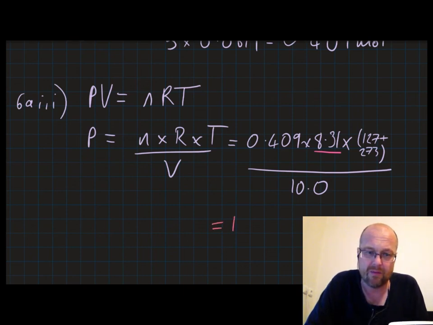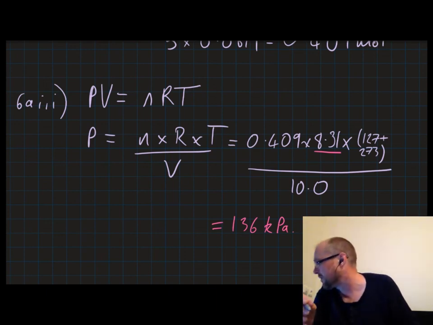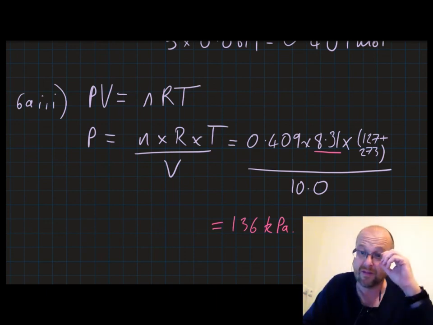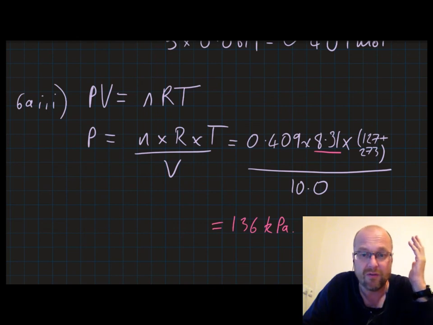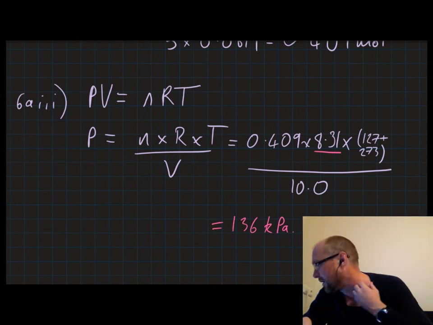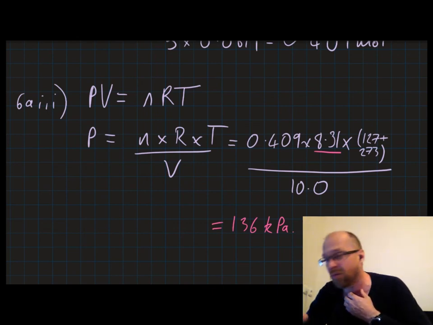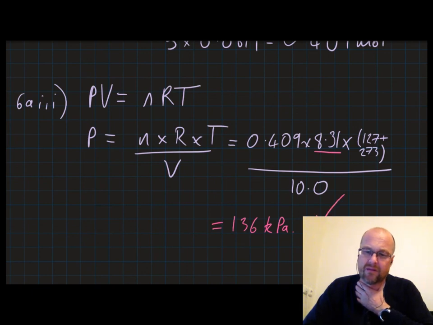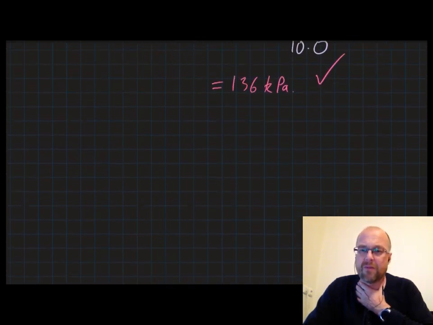So I get 136 kilopascals. Gosh, didn't even need the units. But if you're using 8.31, you're in kilopascals. How many points for that? Just 1. Oh man. 1.5 minutes per point.